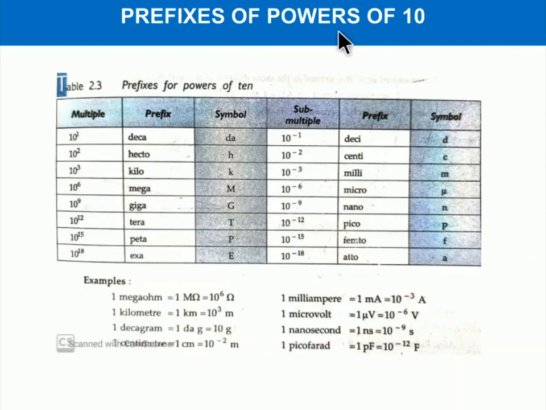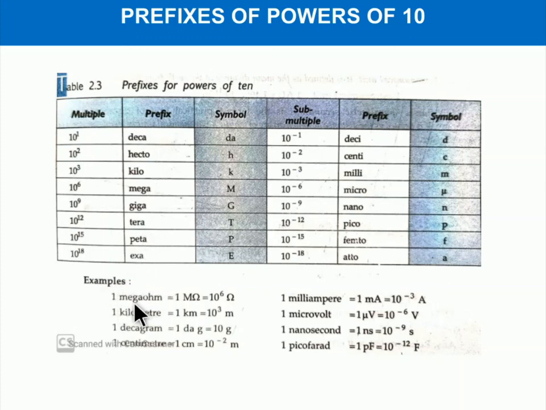There are some prefixes of powers of 10. These are the common prefixes which are used with units. They are in multiples of 10. For example, the prefixes for units having value less than 1 are deci, centi, milli, micro, nano, pico, femto, atto. And the prefixes for units having values greater than 1 are deca, hecto, kilo, mega, giga, tera, peta, exa.